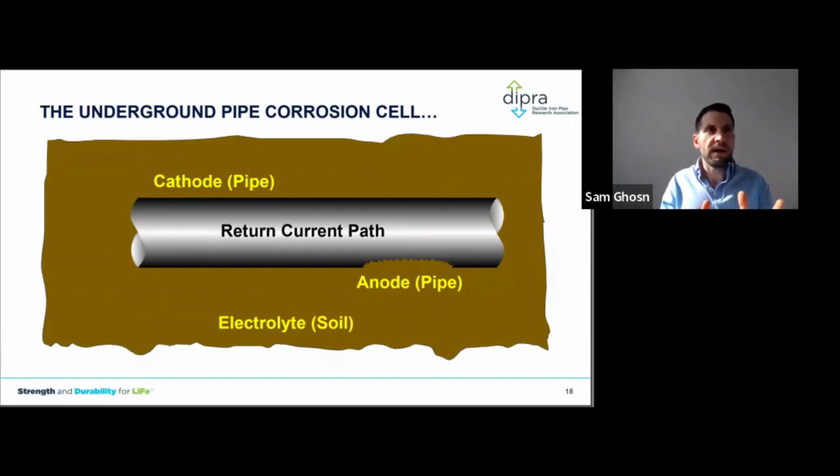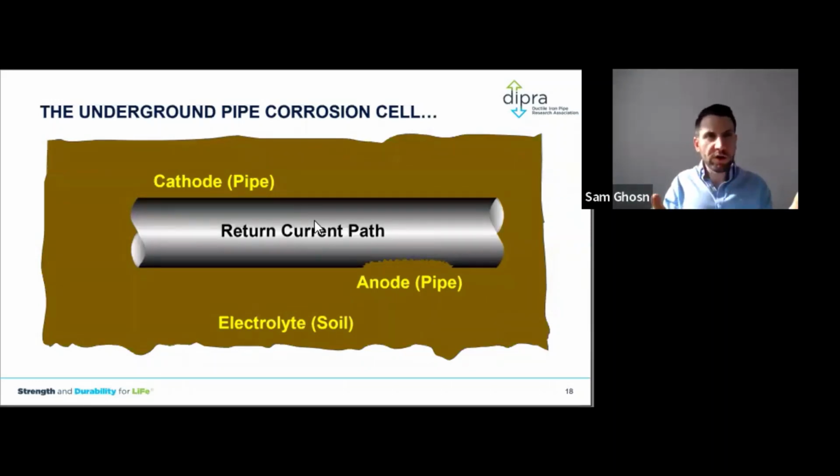Okay, the electrolyte is the most important factor in this equation because that's the soil. That's what we cannot control. It is existing, and we're bringing the anode and the cathode. Those are different parts on the pipe, and the return current path is on the pipe itself because it's a metal. You're putting that anode, cathode, and return current path in the electrolyte, and that's the soil.